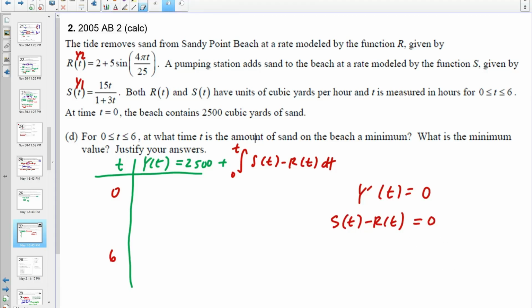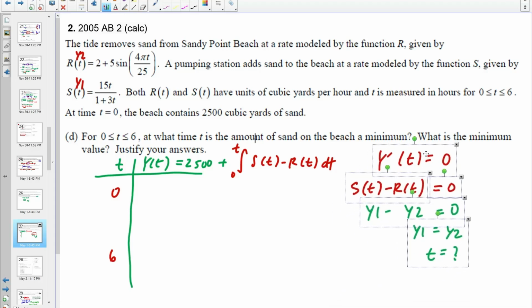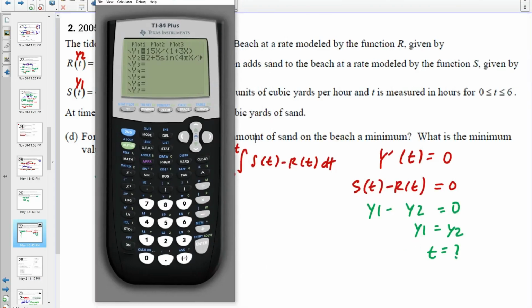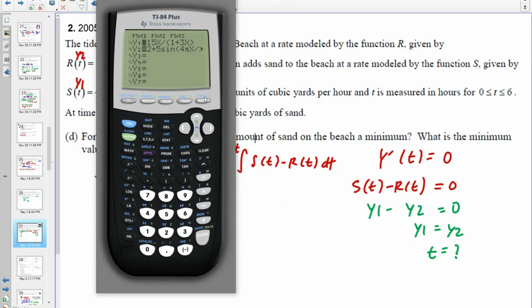Well, s of t, remember, is really y1. r of t is really y2. So it's when y1 minus y2 is 0. And so what you do is you set these equal and you solve for t, or you solve for the x where y1 intersects with y2. So if I go to my calculator, I have y1 and y2 here.